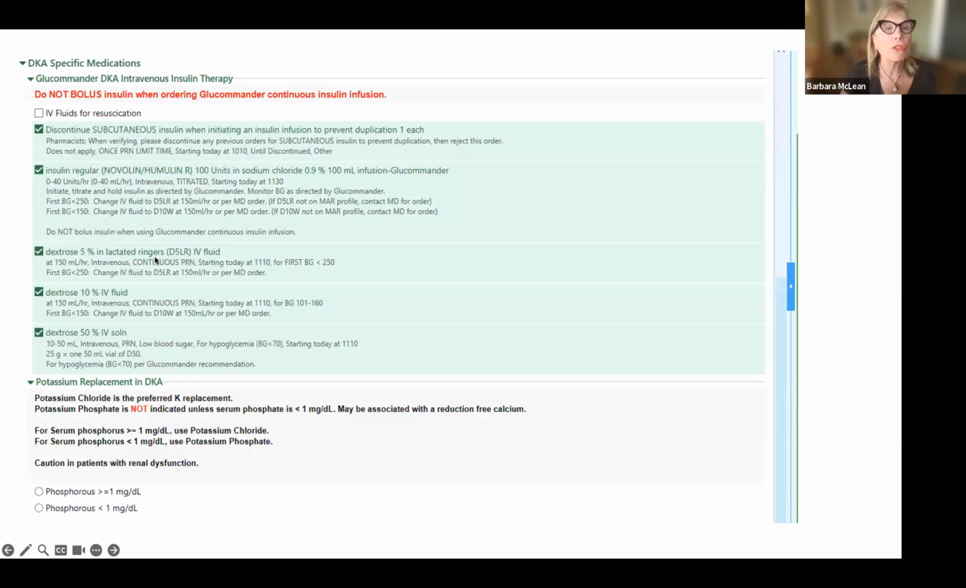So down here, you'll see that the order, the way it's written right now, has caused some confusion. I've actually made an application for the order set to change, but every time your blood glucose is less than 250 but greater than 150, you give D5-LR at 150 an hour. If the blood glucose is less than 150, you give D10 at 150 an hour. So that's the way the order set is right now.